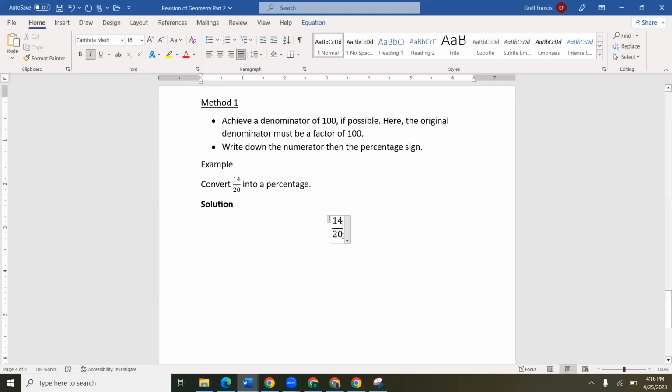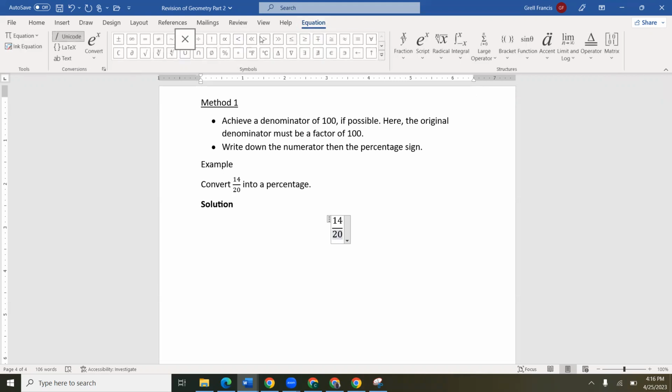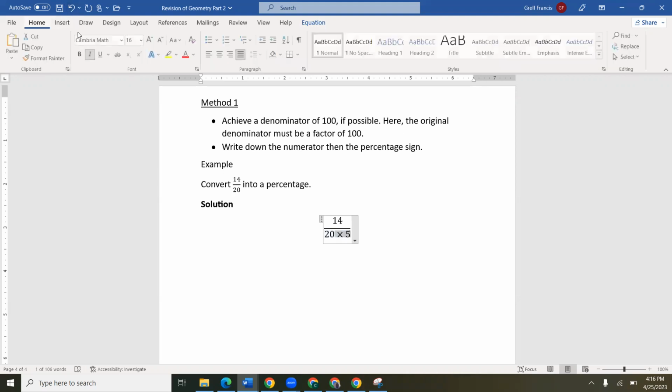So therefore, if we multiply 20 by 5, we're going to get 100. Now, if we multiply the denominator by a number, for the fraction to remain the same, we have to multiply the numerator by that same number. So we know for sure that 20 by 5 is 100, and that's what we're looking for. We're looking for the 100.